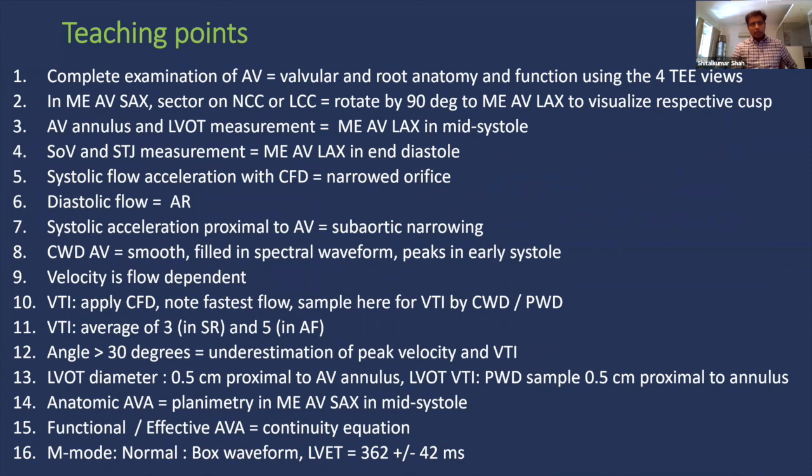So in summary, the teaching points for aortic valve estimation and some key points or trick points to remember: complete the examination of aortic valve, entire aortic root anatomy. In mid-esophageal aortic valve short axis view, sector on either the non-coronary first and the left coronary, then increase the angle by 90 degrees to see the respective non-coronary and left coronary cusp in the long axis. The right coronary cusp is anyway easy. It's the bottom one, distal one.